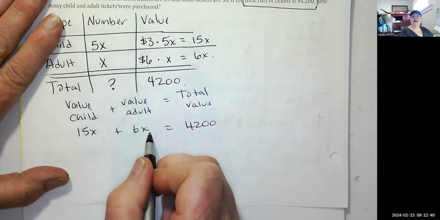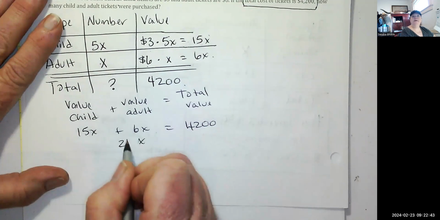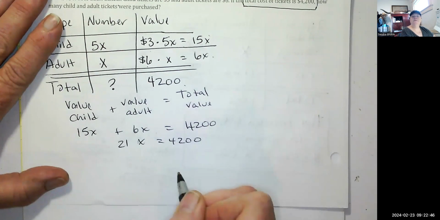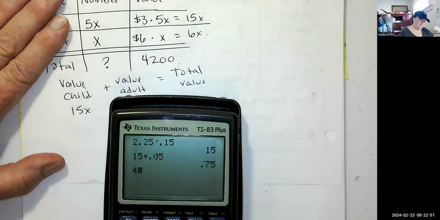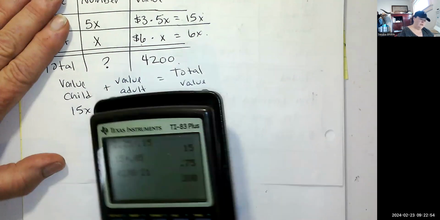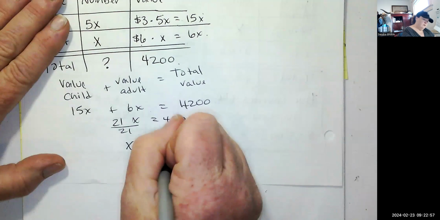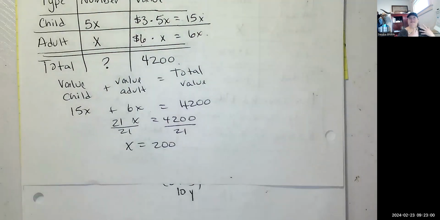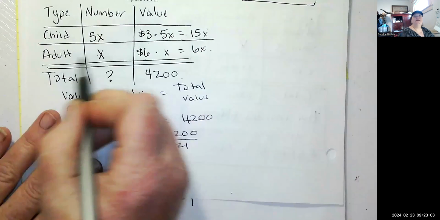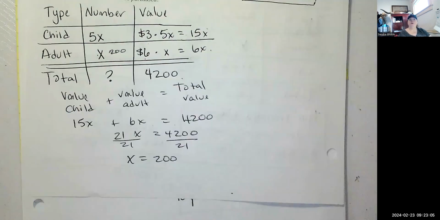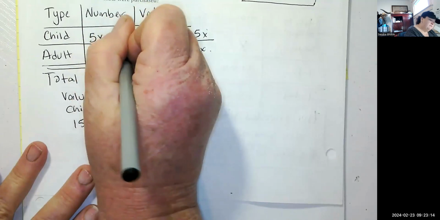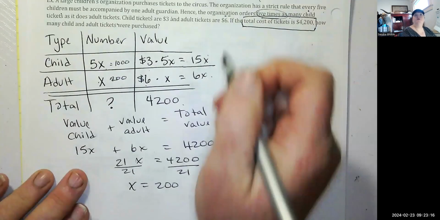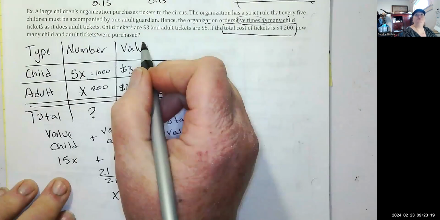The terms are alike, so we can add them. That's 21X is equal to 4,200. Divide both sides by 21. And we find out what? 4,200 divided by 21 is 200. And what is X? We have to know what X is. X is the number of adult tickets. So if there was 200 tickets sold here, how many children's tickets were sold? Well, that's 5 times 200. 5 times 200 is 1,000. All right, so what is the question? How many child and adult tickets were purchased?